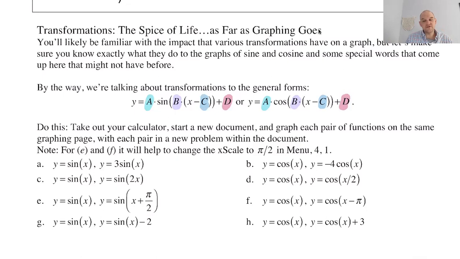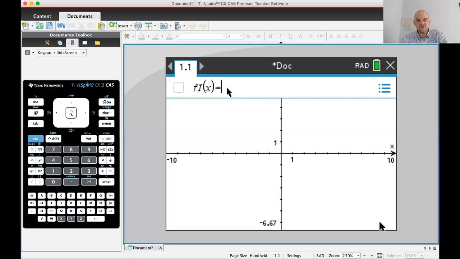What we need to do, though, is figure out what A, B, C, and D are doing. So what we're going to do is play around on the calculator to see if we can work that out. I'm going to switch over and see what the calculator has to tell us about this. I'm also going to show you a couple things you can do on your calculator. So here, I'm in a new document, on a calculator page.